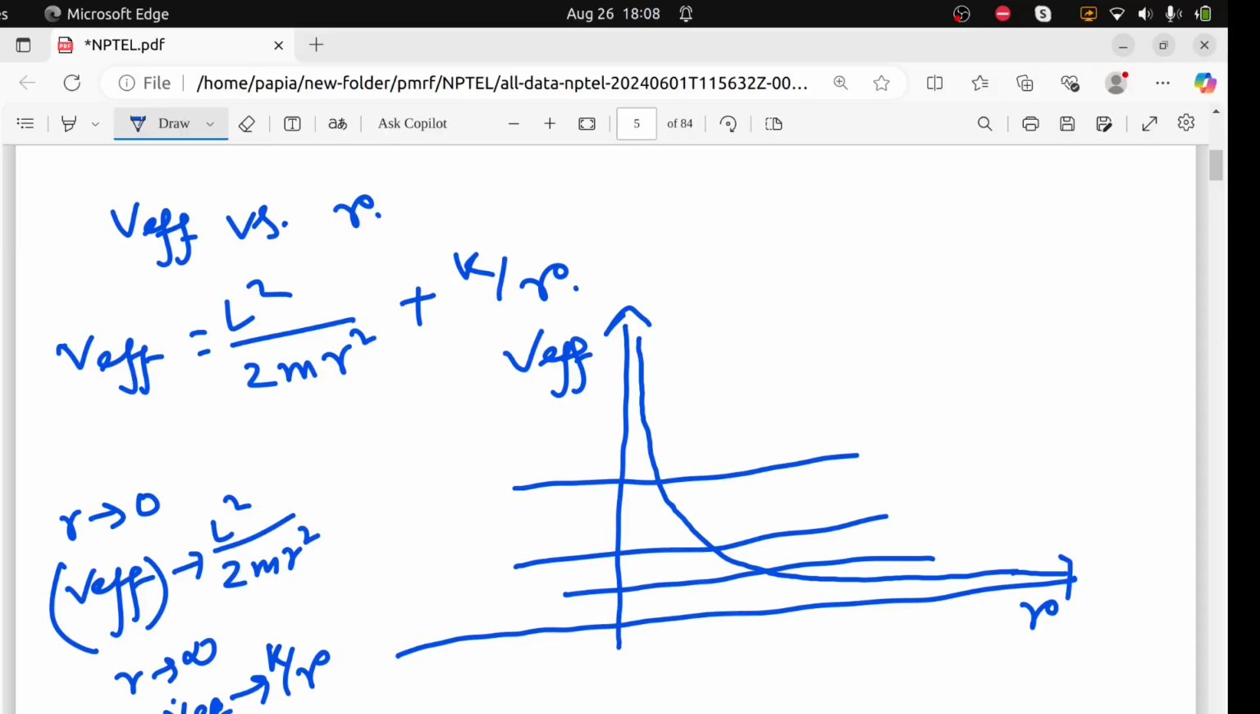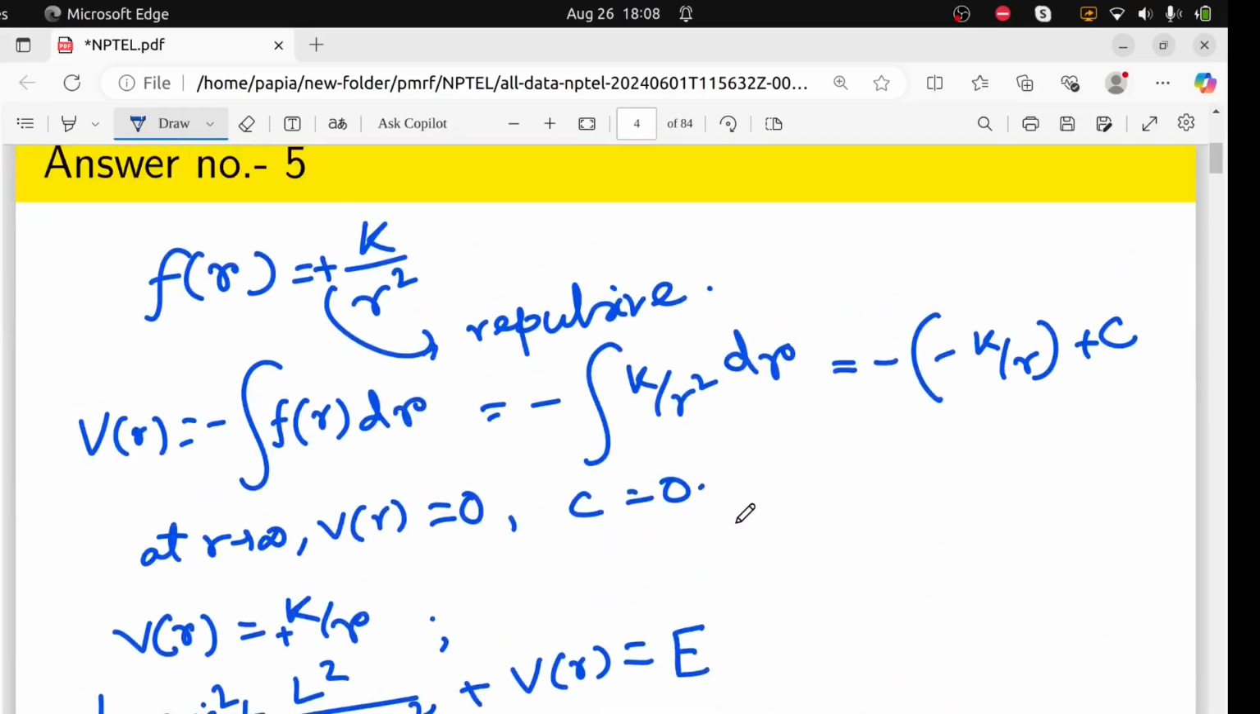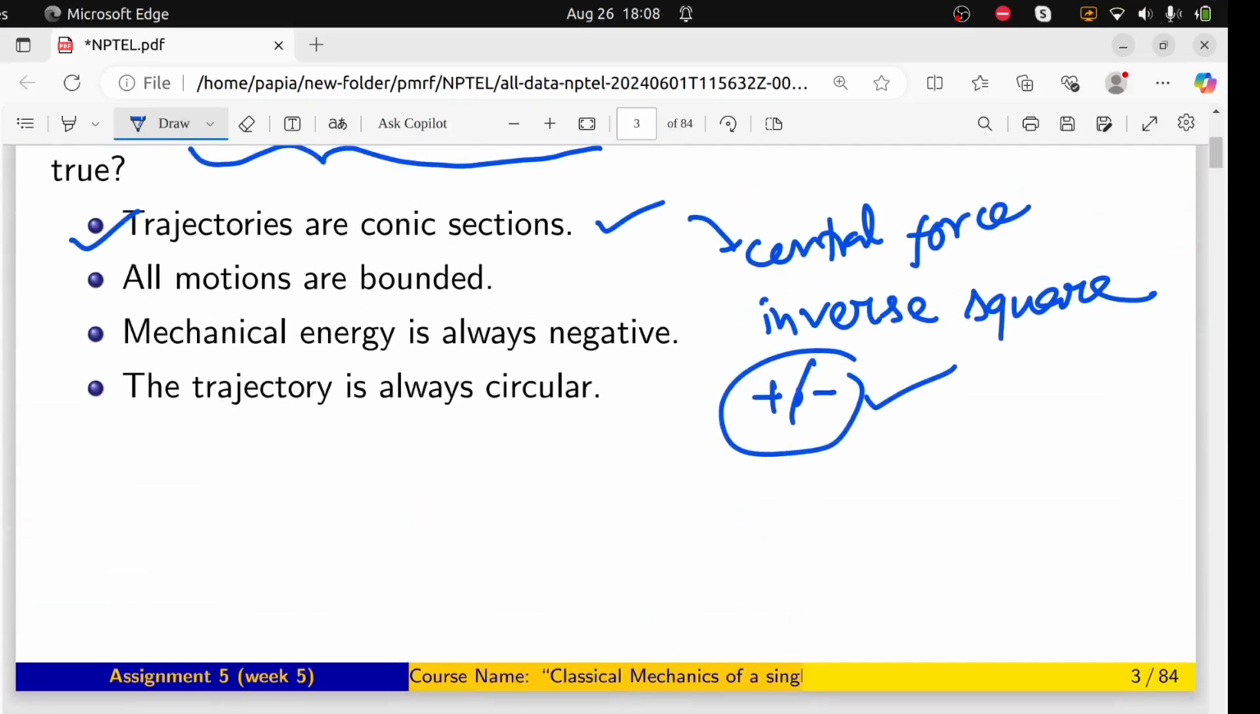So now if I write here, this is E, let's say E1, E2, E3, something like that. Anywhere in this plot, we can't have a bound state. All the E's are positive, but we can't have a bound state. So all are unbound states. So all motions are bounded.